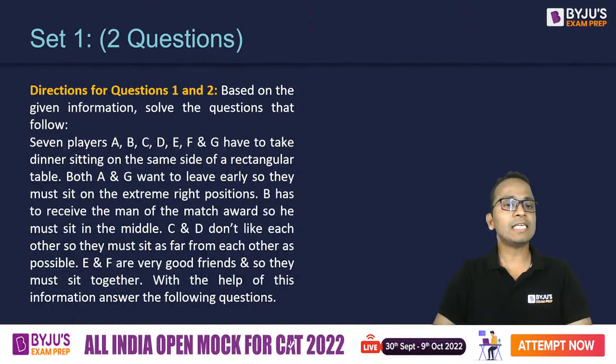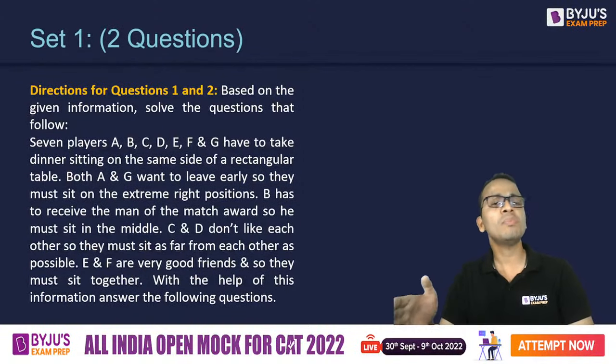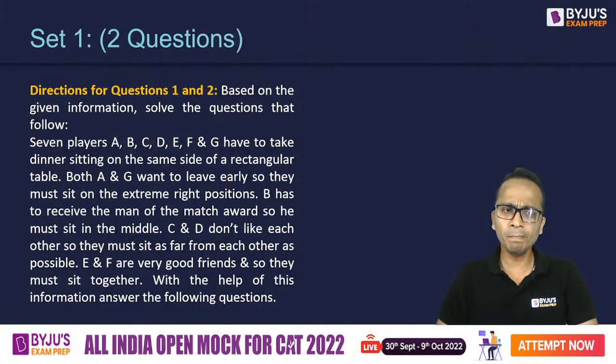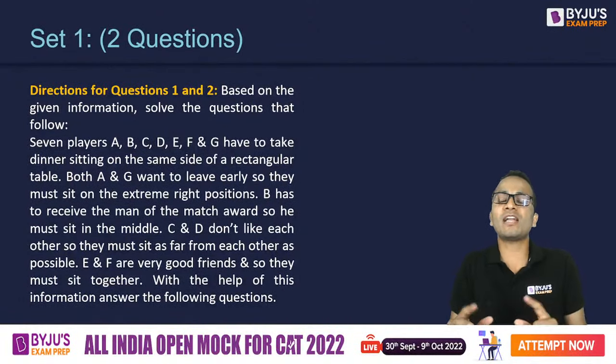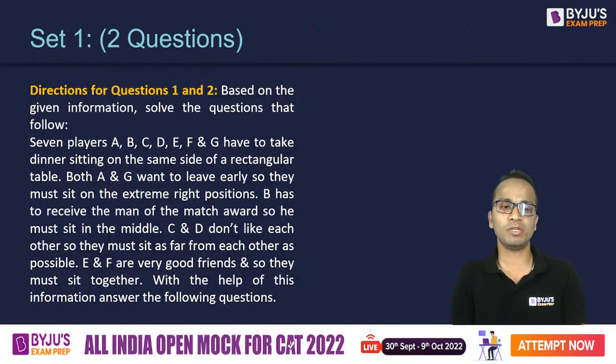Now, the question says that 7 players A, B, C, D, E, F, and G have to take dinner sitting on the same side of a rectangular table. Both A and G want to leave early, so they must sit on the extreme right positions. B has to receive the man of the match award, so he must sit in the middle. C and D don't like each other, so they must sit as far away from each other as possible. E and F are very good friends, so they must sit together.